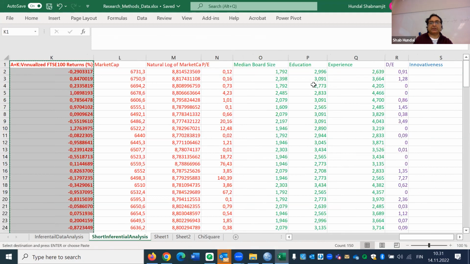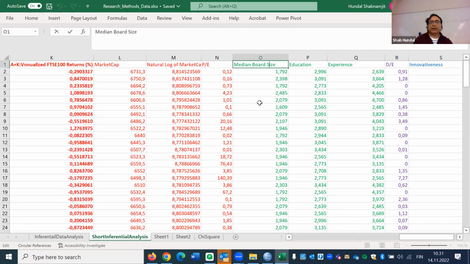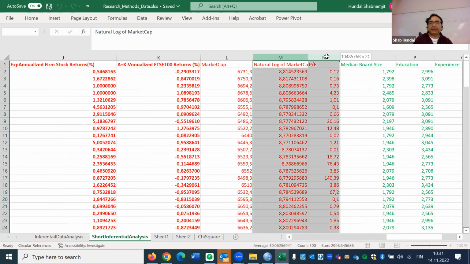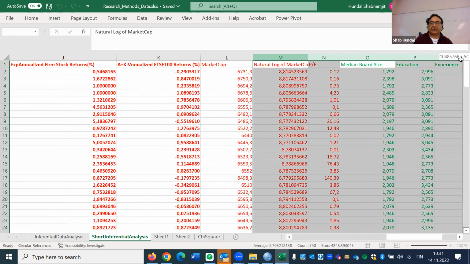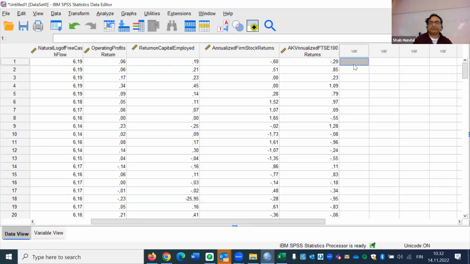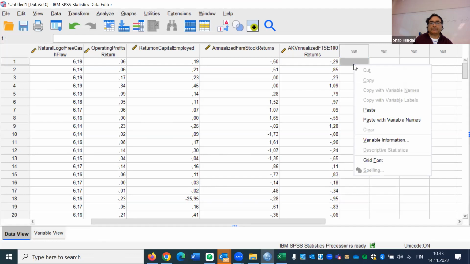And then I take some more variables. Because remember that in the regression, you have one dependent variable and several independent variables. And then I take from column M, log of market cap, P to E ratio, the board size, the education of directors, experience of directors, debt to equity ratio, innovativeness. And we save them here. Rather paste them with variables name.